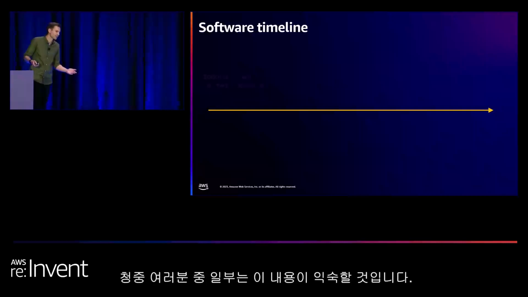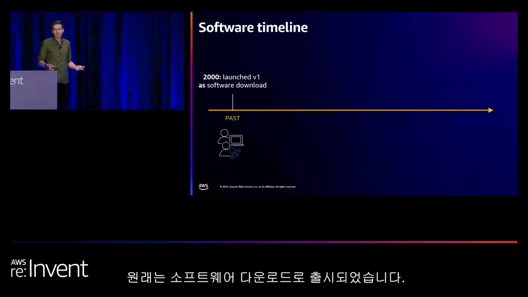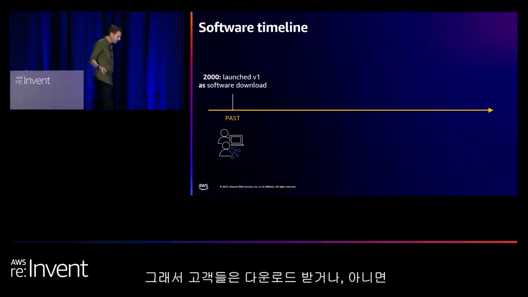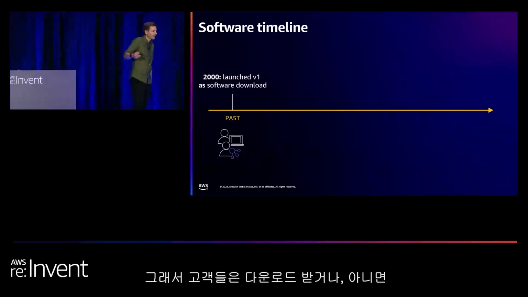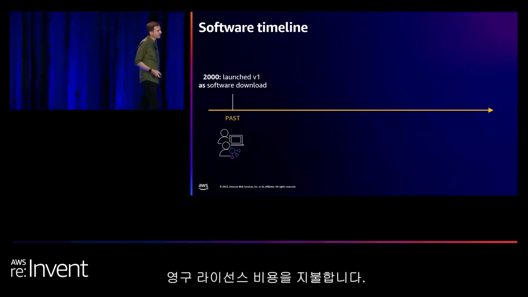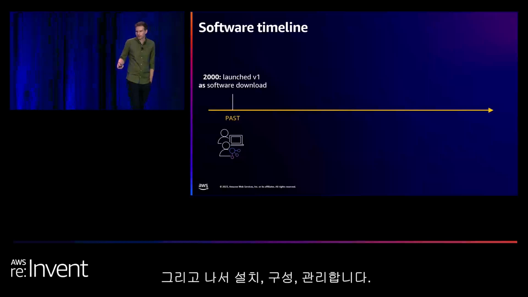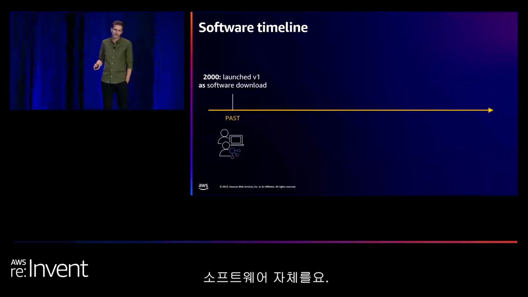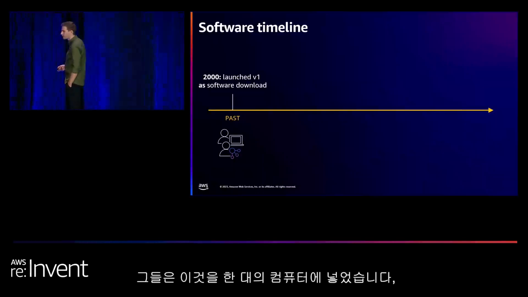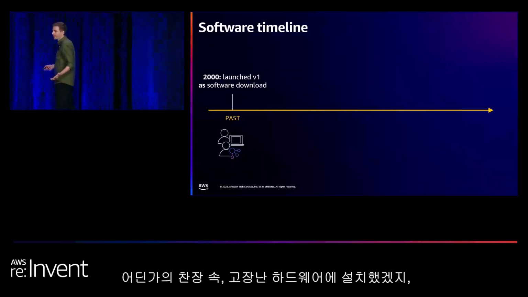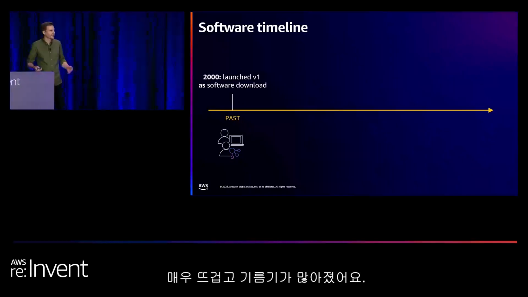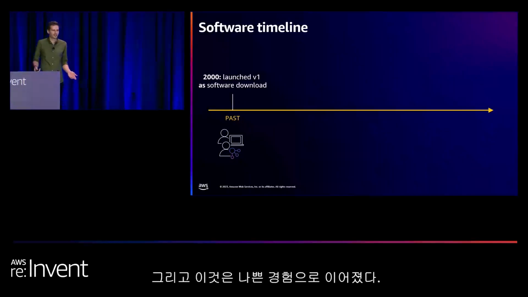So here's a journey from where Any Company software has come from, and this may be familiar to some of you in the audience. It was originally launched as a software download back in the early 2000s. So customers would either download it or receive a CD-ROM in the post. They'd pay a perpetual license fee, and then they would install, configure, and manage the software themselves. And they typically did this badly, right? They put this on a single machine, in a cupboard somewhere, on some failing hardware, maybe in the kitchen, where things got very hot and greasy, and this led to a bad experience.